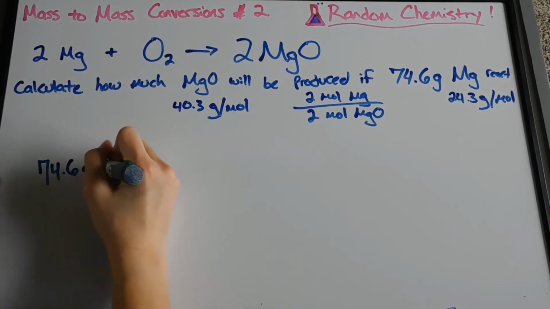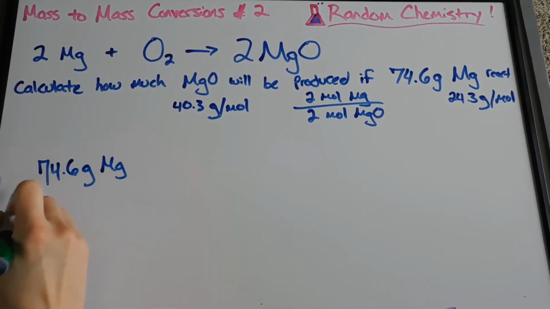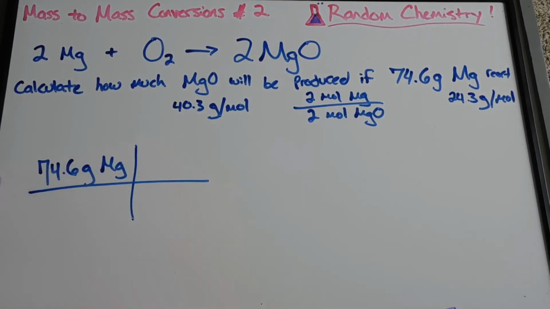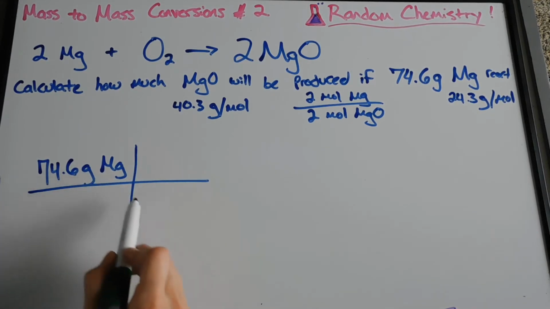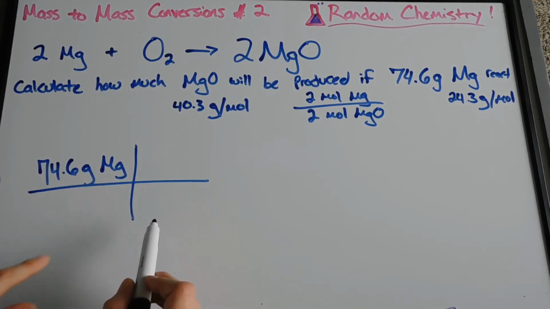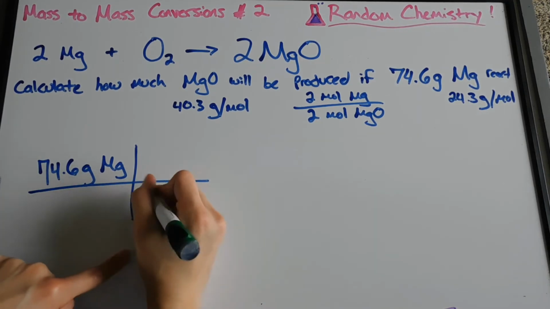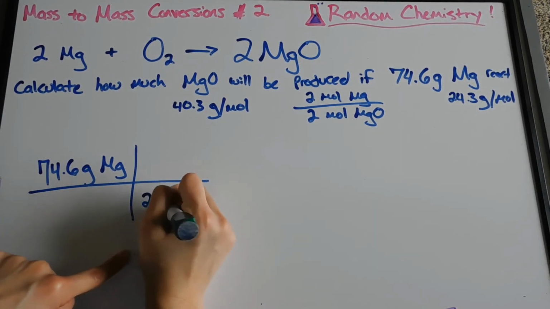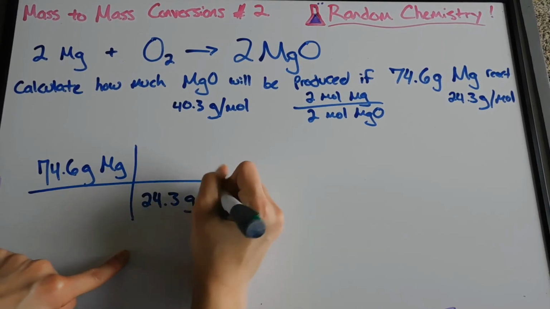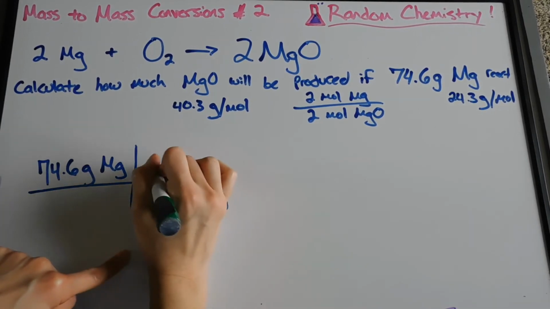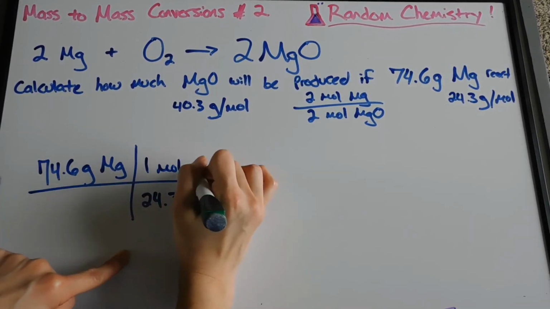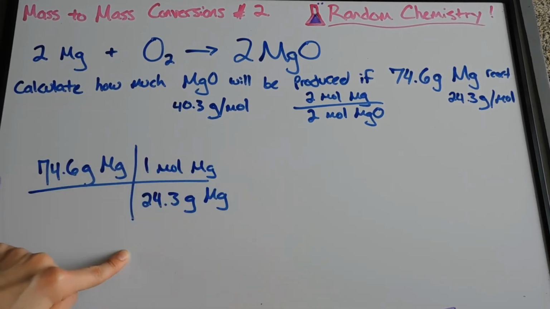74.6 grams of Mg. So I need to go from grams of Mg to moles of Mg, and I do that using my molar mass. So if I have grams on top, I move to grams on bottom. So 24.3 grams of Mg for every 1 mole of Mg.